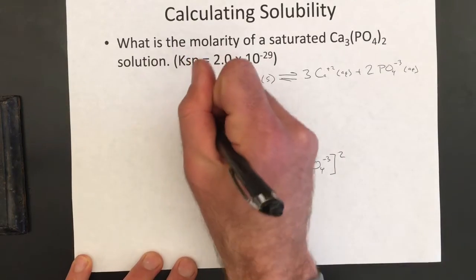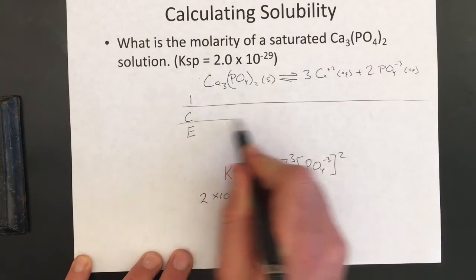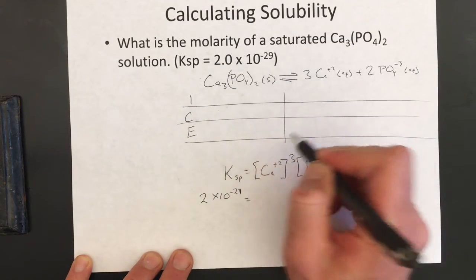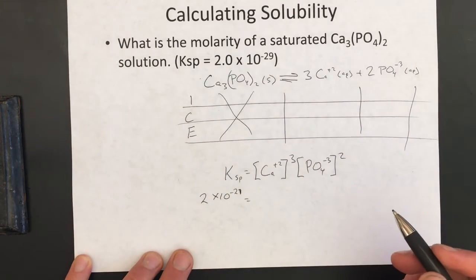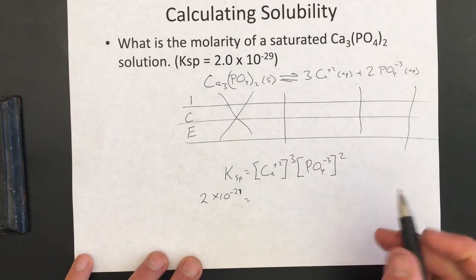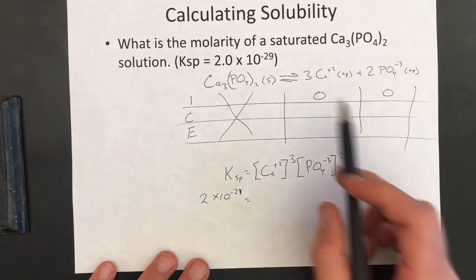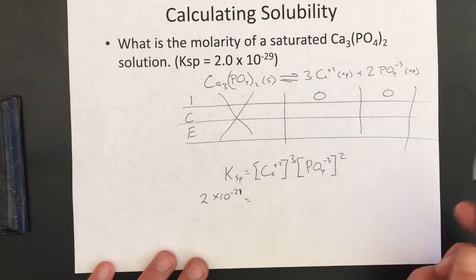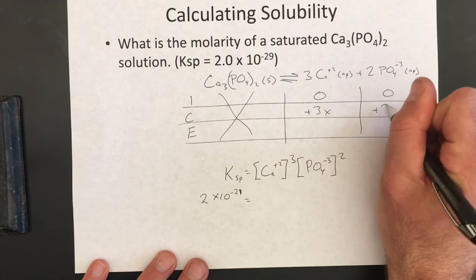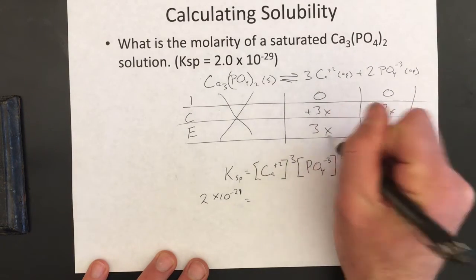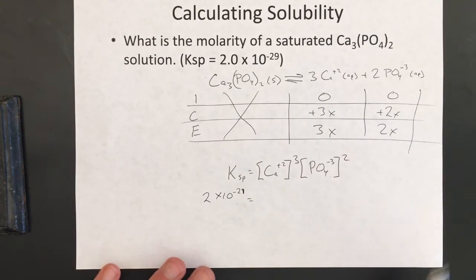So we think about this one as an ice table problem. And so we set it up like this with our ice table. We don't really care about the calcium phosphate because it's a solid. We care about these starting out at 0, and then they need to increase. We can see here the ratio is 3 to 2, so we can make this go up by 3x, this go up by 2x. So 3x and 2x are your equilibrium concentrations of the calcium and the phosphate.